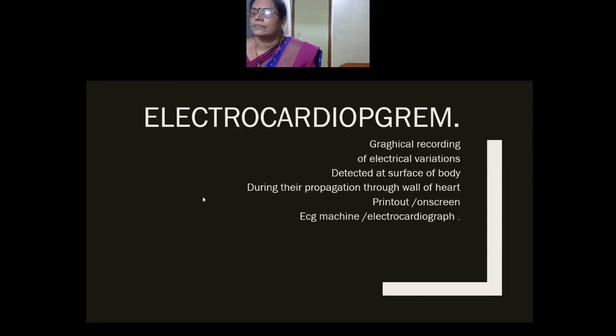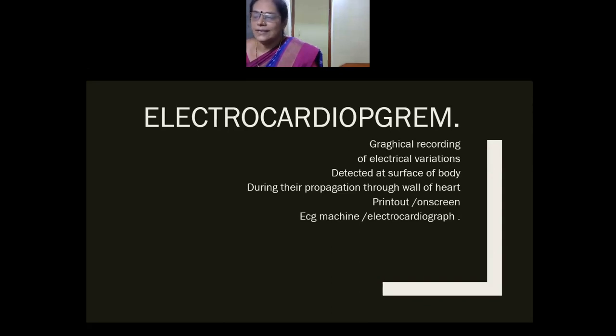Electrocardiogram. What is the meaning of electrocardiogram? The graphical recordings of electrical variations detected at a surface of body during their propagation through the wall of heart is called the electrocardiogram. That is, graphical recordings of electrical variations detected at a surface of body during the propagation through the wall of heart.